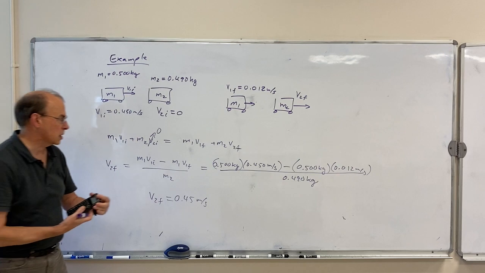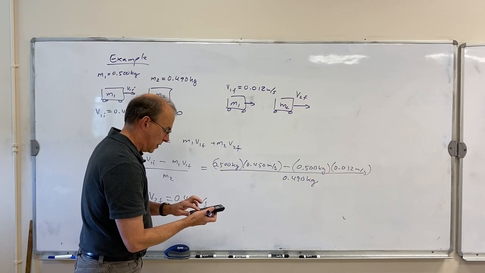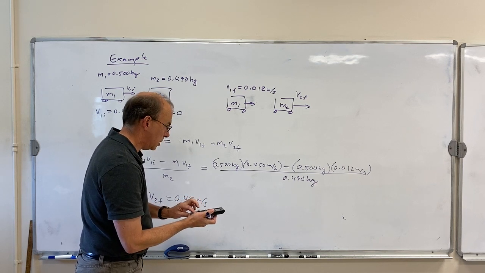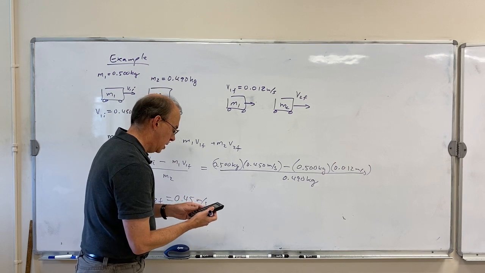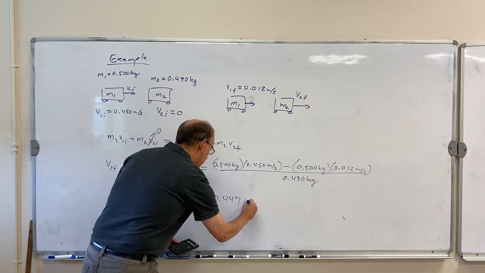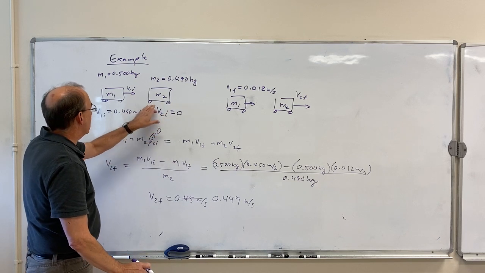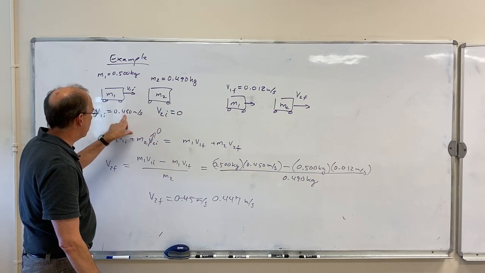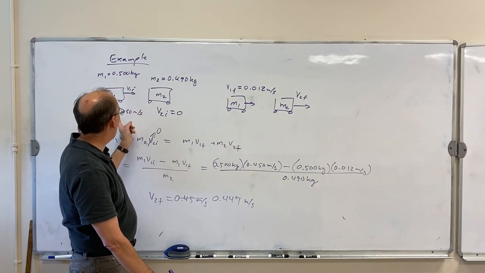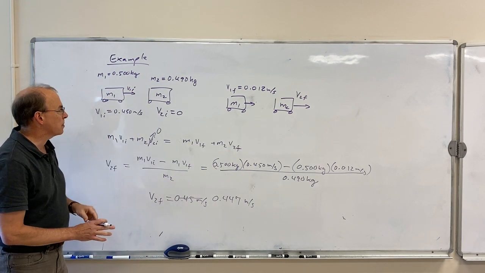Actually, I can do that real quick. I should have kept the third digit, so 0.45 times 0.5 minus 0.5 times 0.012 over 0.49. So this is 0.447. So they almost exchanged velocities. This one was going 0.45, this one is almost stopped afterwards, and this one's going almost as fast as the first one was. That's because they had almost the same mass.